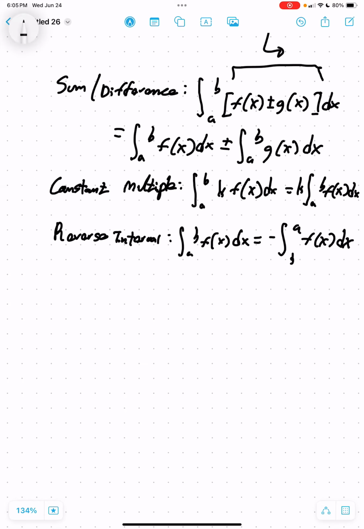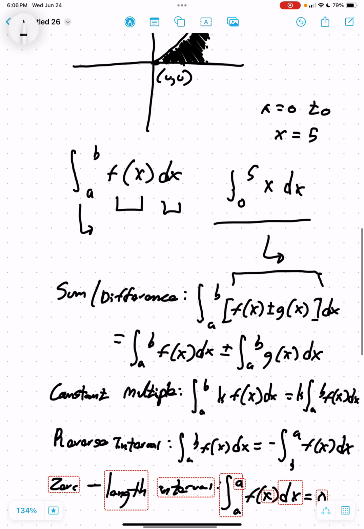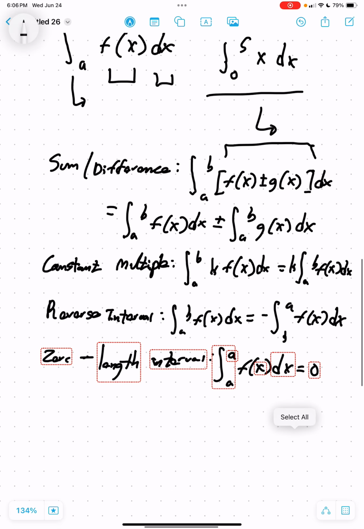And then we have the zero length interval. This is sort of an interesting rule, but all it states is that, so I'm going to write it out, the zero length interval. And it states that the integral from a to a, so the same bounds, of f of x dx is simply 0, which makes sense, right? If we're integrating from the same boundary to the same boundary, well, there's no area under that curve. It's simply just going to be 0.